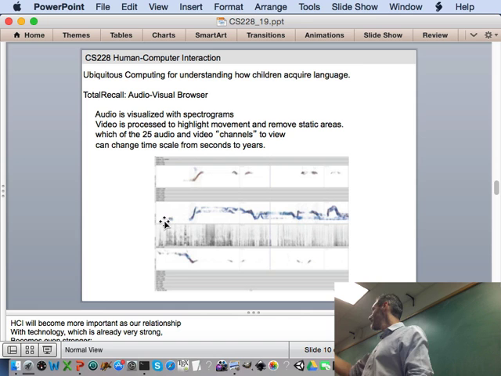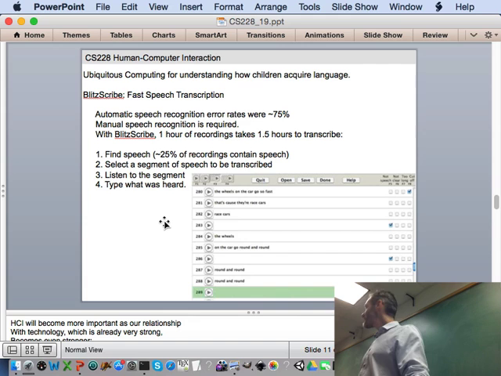Okay, so that's just to give you an idea about the sorts of tools they were developing, the sort of processing. Now we get to the fun part, which is now that you know who, what, where, and when, can we start to develop theories about language acquisition?